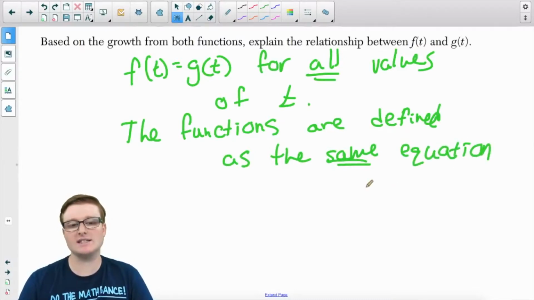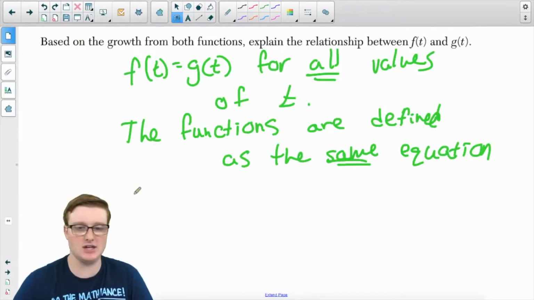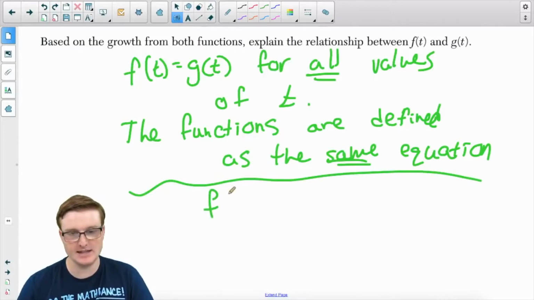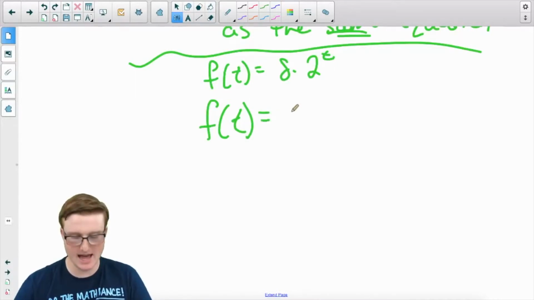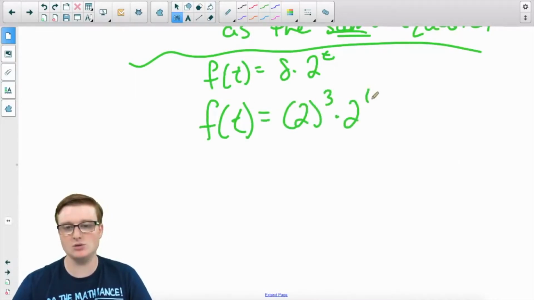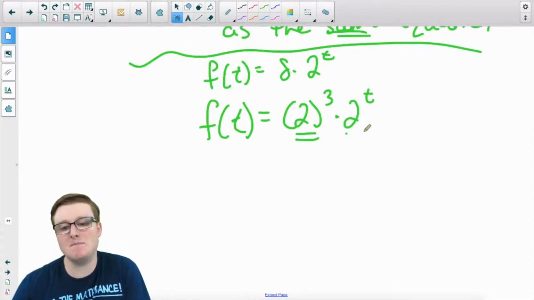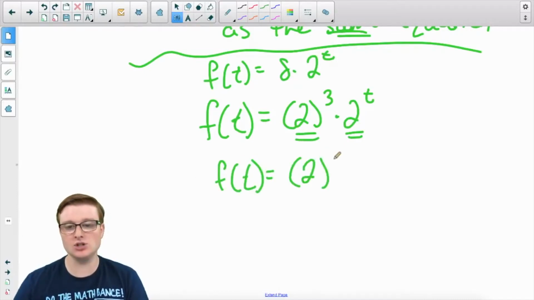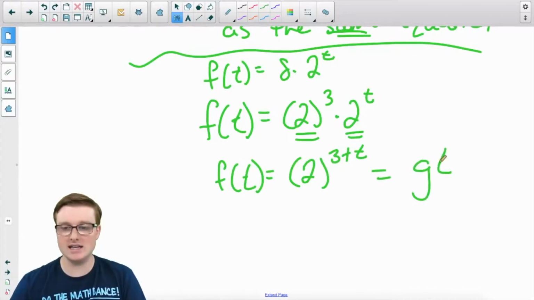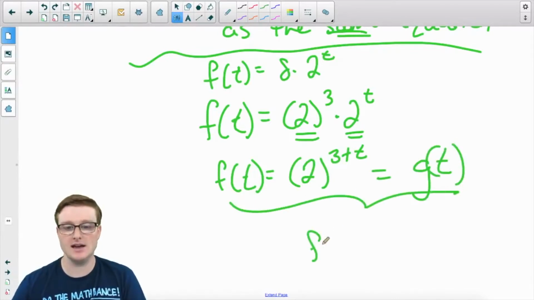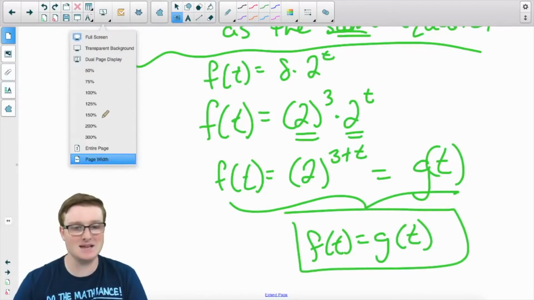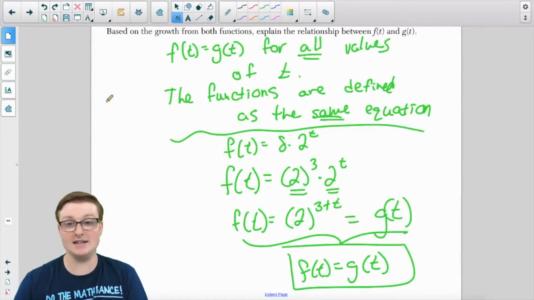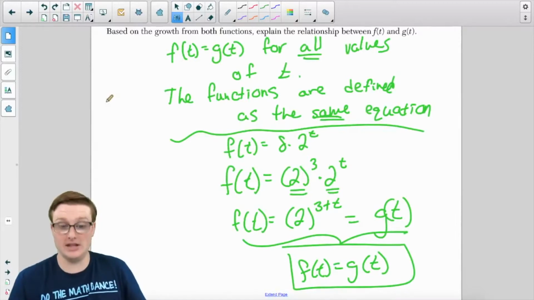And if you want to justify why it's the same equation, I'm going to show you the justification right now. Take f of t. F of t is equal to 8 times 2 raised to the t power. F of t can be rewritten as 2 to the third times 2 to the t power. When you have the same bases, you can add the exponents. So f of t is equal to 2 raised to the 3 plus t power, which is then equal to g of t. Based off of this, f of t is equal to g of t. So it is, in fact, the exact same equation. And that is your answer. That is the relationship between the two.